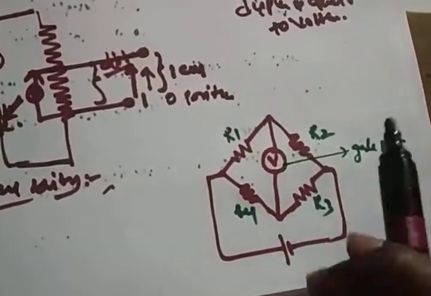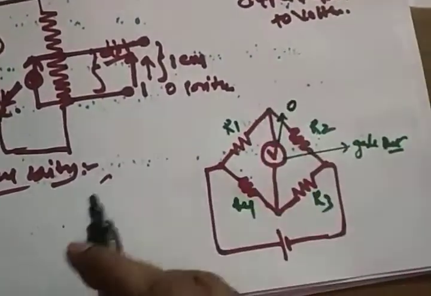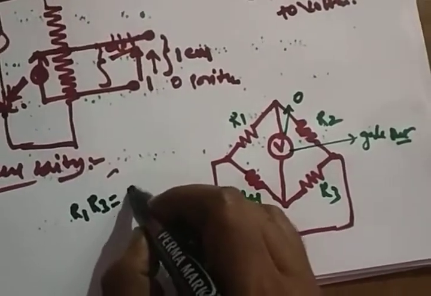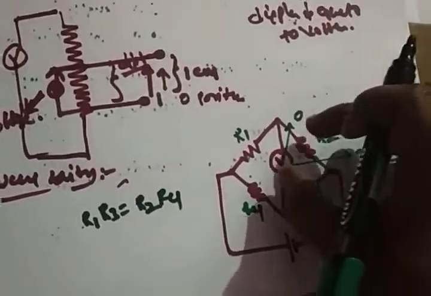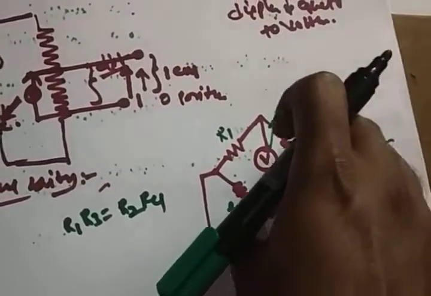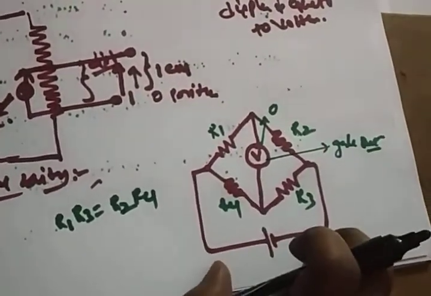For bridge balance, this will give zero deflection when R1 R3 is equal to R2 R4. Under this condition, the bridge will get balanced. This is also a passive transducer, which means the Wheatstone bridge can be operated with the help of an external supply. That's why this is called a passive transducer.